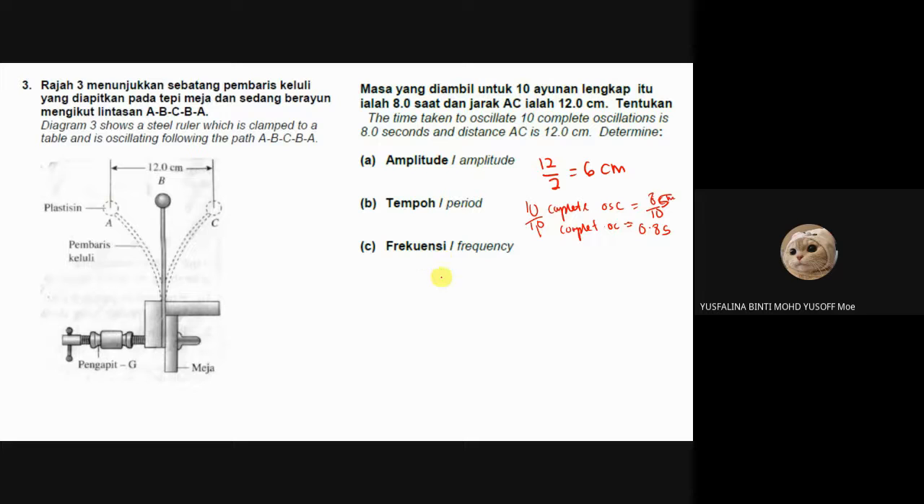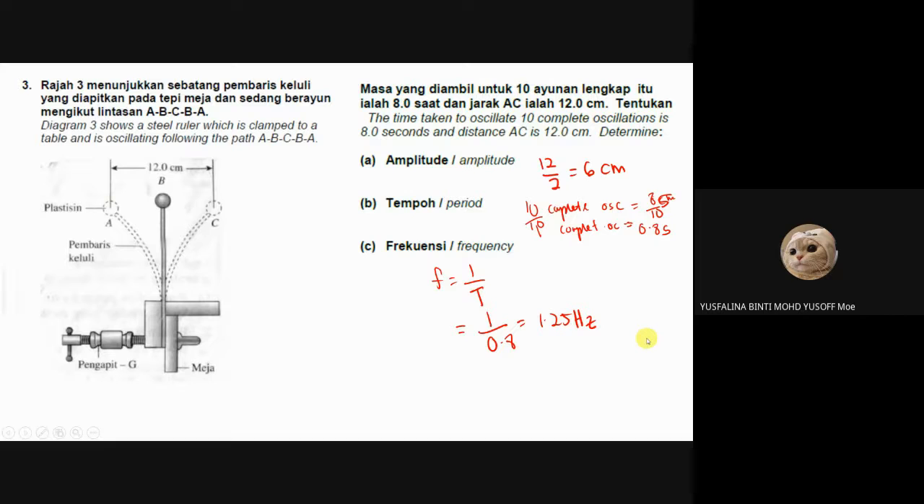For frequency we just use the formula 1 divided by T. So 1 divided by 0.8 is 1.25 hertz. So that's the answer.